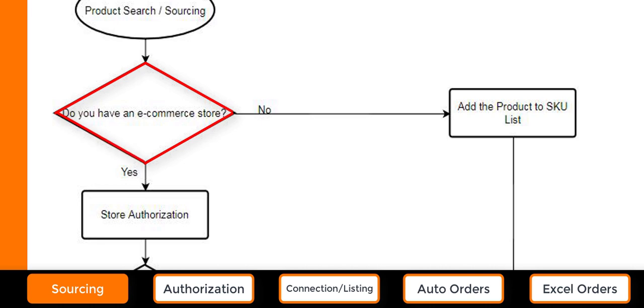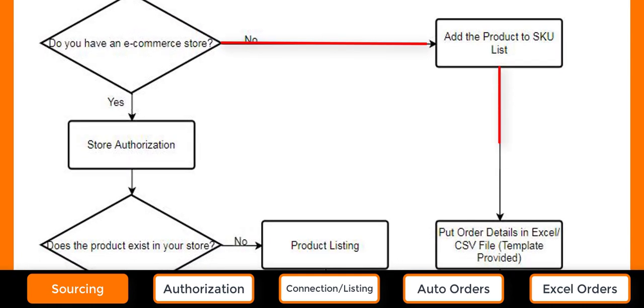If interested in automatic order processing, then it's necessary to learn about store authorization and product listing or connection. If not, we can simply skip to part 5, order upload via Excel or CSV file.